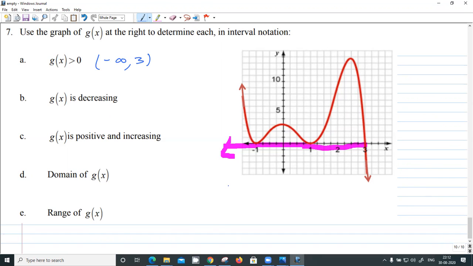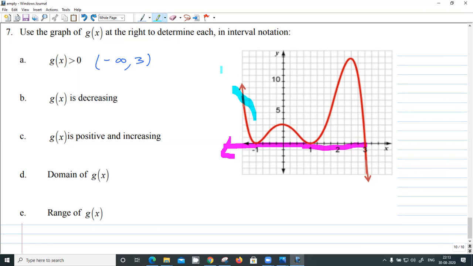One is g of x decreasing. Okay, so the opposite. Not opposite. Like the first time it was asking when it was greater than 0. This time it's when the function is decreasing. No, they are not opposite. They are different. Okay, it will become clear. So what is the answer? Negative infinity comma negative 1.